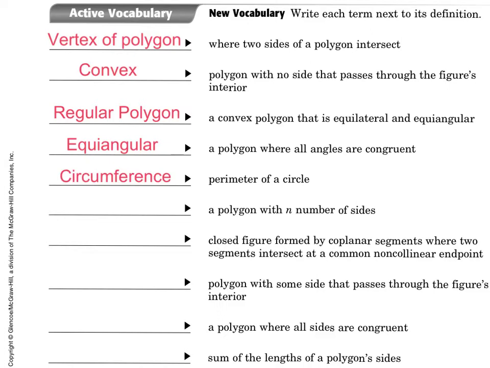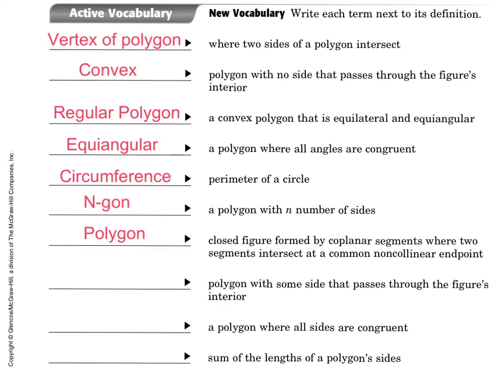A polygon with n number of sides is an n-gon. So we do have names for, like, a 3-sided polygon, a 4-sided, but once we start talking about polygons with more than 12 sides, we just call them like 15-gon, 20-gon, 183-gon. Alright, next, a closed figure formed by coplanar segments where two segments intersect at a common non-collinear point is called a polygon. That's what we're talking about, so that's what it is. We'll talk about what is and what is not a polygon next.